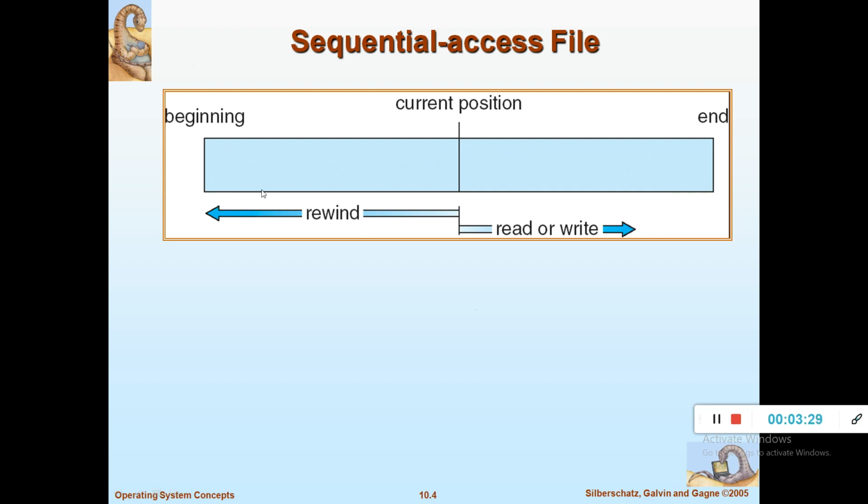So this is a way we are going to use. You can go on reading forward until you reach the end of the file, and you can go on rewinding until you reach the beginning of the file. This is the way we access the file sequentially. Next we'll see how the sequential access and the direct access files are going to be implemented.